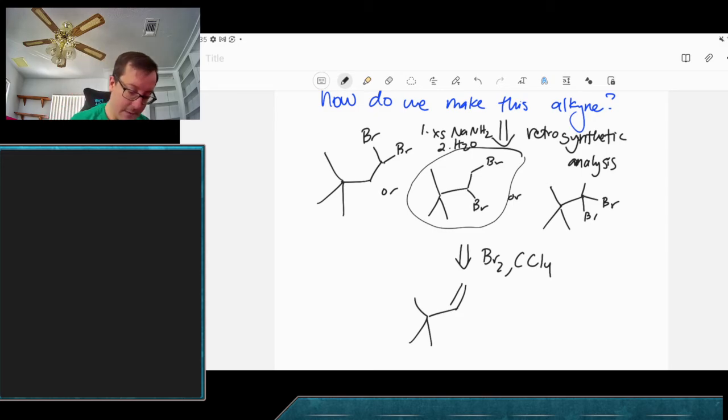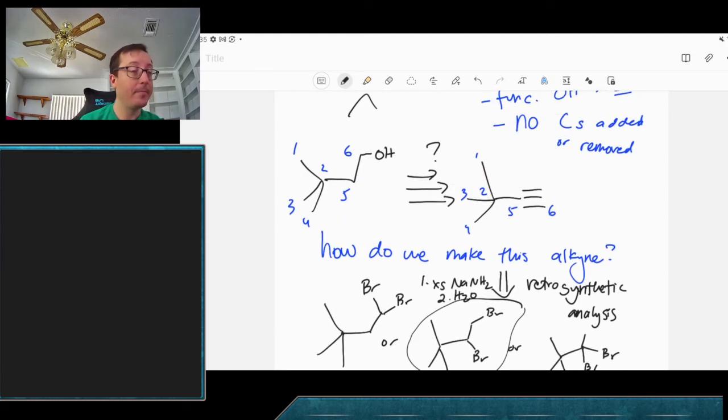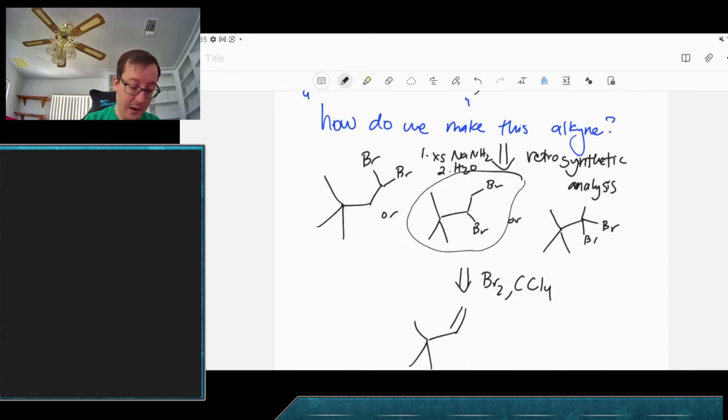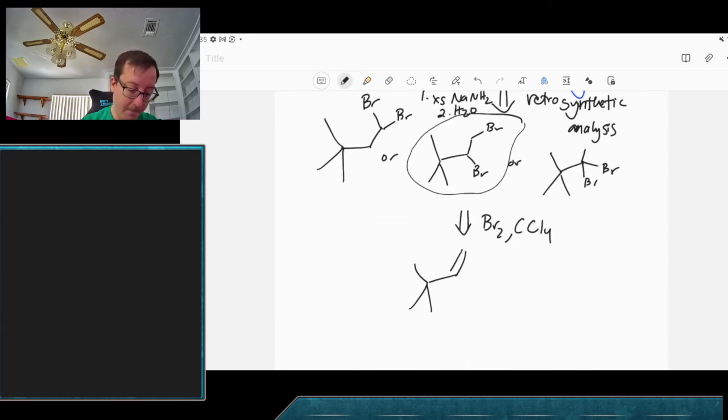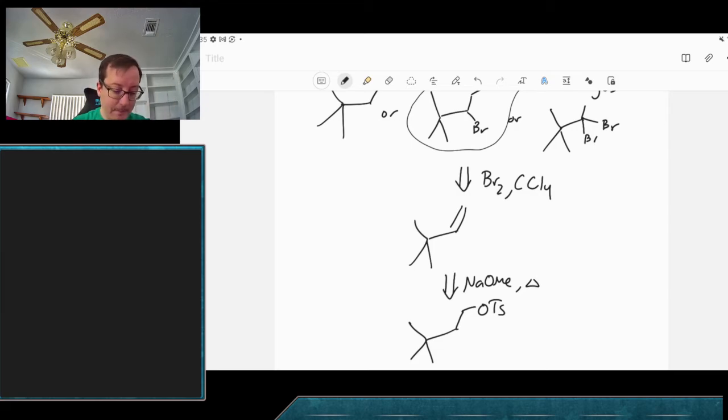Well, given our starting material is an alcohol, it would make sense that we would want to figure out a way to make that alkene from that alcohol. And we can do that by taking a look at the tosylate version and just using a base. We can eliminate to make that alkene.